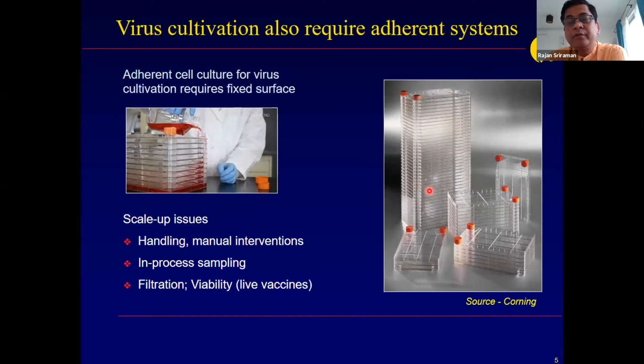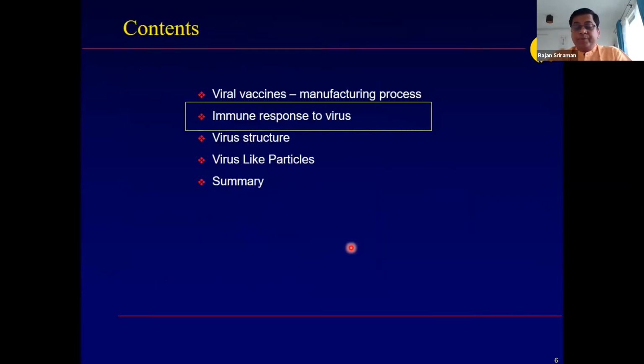Plus, unlike a fermenter, there is not much in-process sampling that can happen. And filtration is not possible for most of the enveloped viruses, because the moment you start filtering, they would lose viability or even lose structure. So with that overview, I would probably jump to the immune response to a virus. I'm building a case for why a VLP kind of technology is very interesting and futuristic to look at.